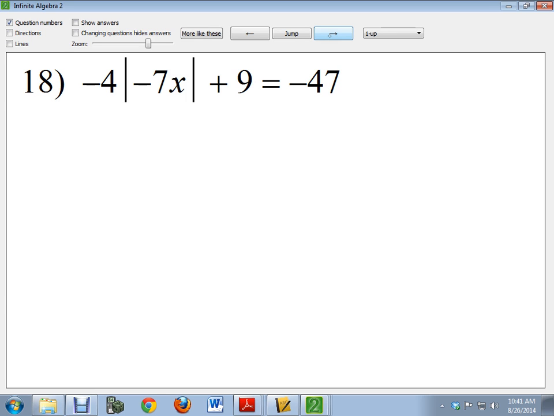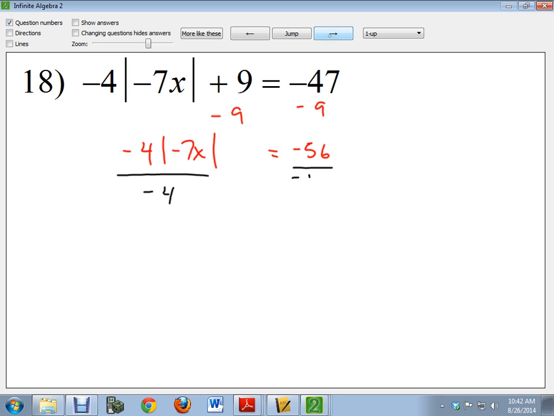Remember, with absolute values, you want to take care of everything outside of the absolute value bars before you actually go. So we'll subtract 9 from both sides, and that's easy enough. Negative 56 is equal to negative 4 times the absolute value of negative 7x. Now we want to get rid of the negative 4, and so we'll divide both sides by negative 4.